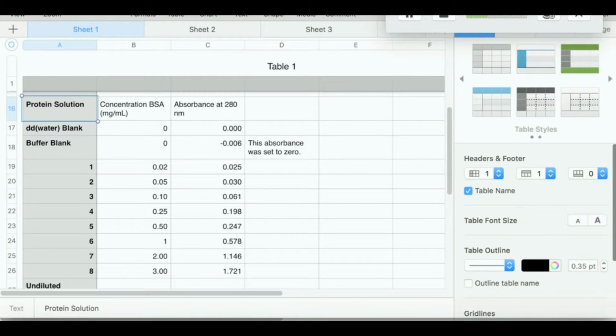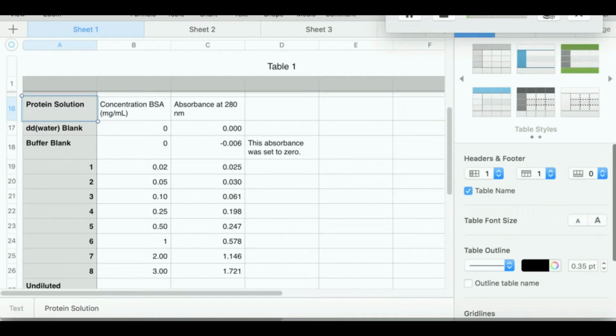Well, the machine automatically does that when I zero it, because it turns out that apparently the buffer, for whatever reason, when I just measured the buffer, it produced an absorbance of negative 0.006. But I want the buffer, and everything over here, to not have produced that contribution to the absorbance. So I'm going to add 0.006 to all of this, so that this effectively becomes 0.